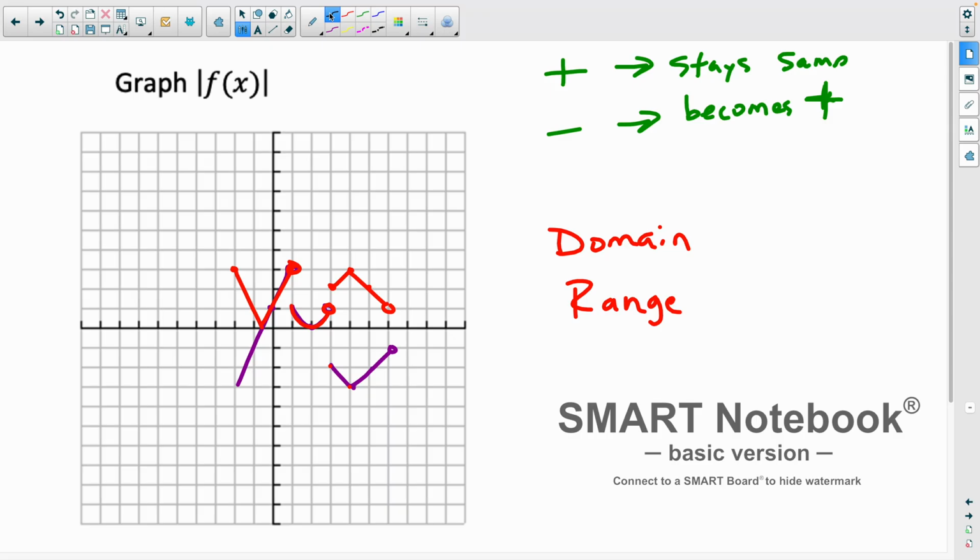All right. Somebody got the domain for me? -2 to +6. Good. All right. Was that the same as the first one that we did? Does that match the original? It does. That didn't change. Okay. How about the range?